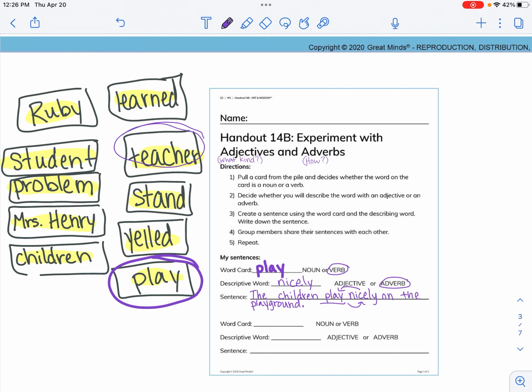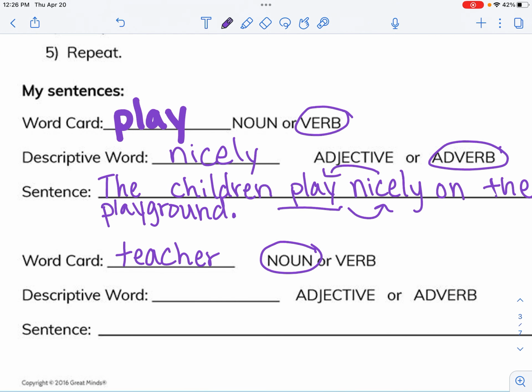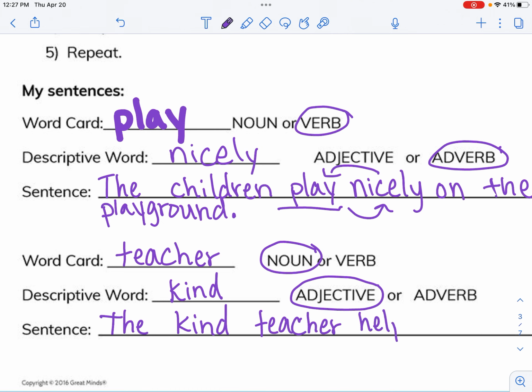Since we already used a verb, let's do a noun. Our word teacher. Teacher is a person, so that's going to be a noun. Now, when we describe nouns, we use an adjective. What kind of teacher did Ruby Bridges have? She had a kind teacher, and that was Mrs. Henry. Since Mrs. Henry was already a word, we'll just stick with teacher. The kind teacher helped Ruby. So the word kind describes the teacher.